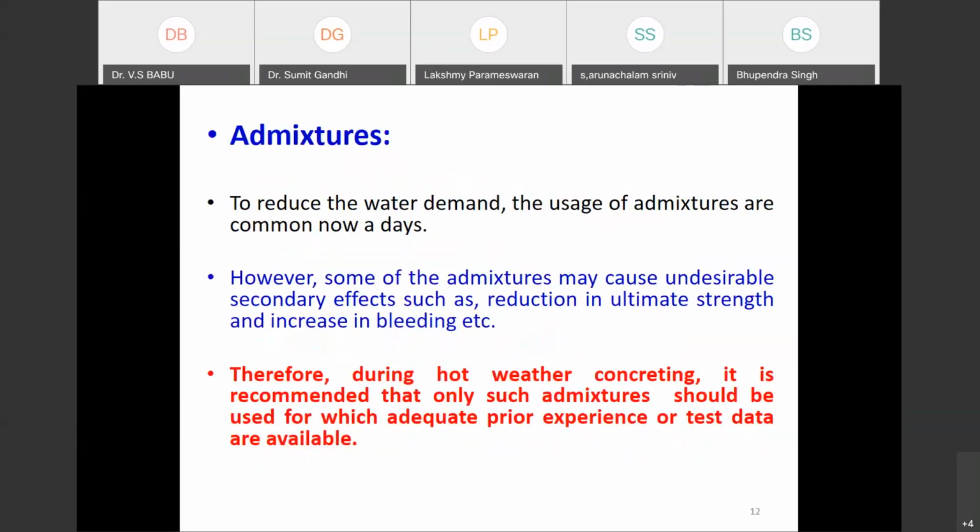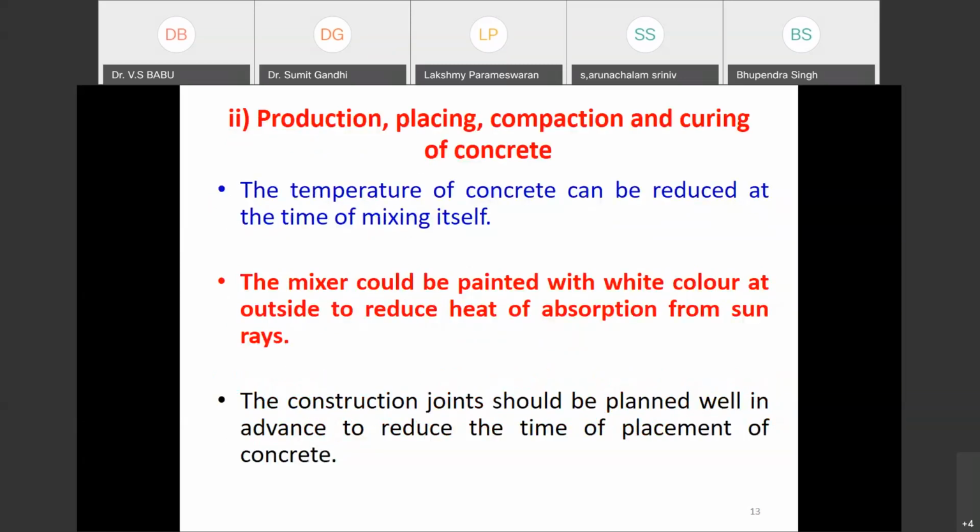Next, the admixtures. To reduce the water demand, admixtures are widely used nowadays. However, some of the admixtures may cause undesirable properties due to compatibility problems. Suppose some particular type of cement will be compatible with one particular type of superplasticizer only. So you have to examine first before using it directly in construction. Therefore, during hot weather concreting, it is recommended that only such admixtures whose results you are already aware of be used.